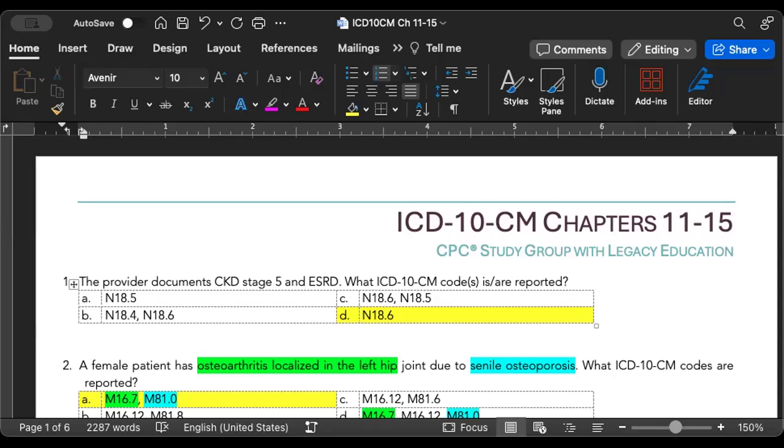Is it Sylvia? Am I saying it right? If I say Sylvia, is that right? Okay, Sylvia. I'm always so paranoid that I'm going to pronounce somebody's name wrong.